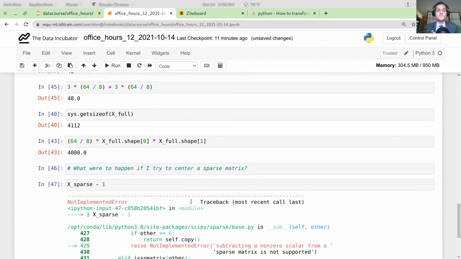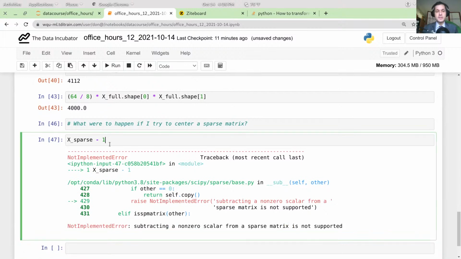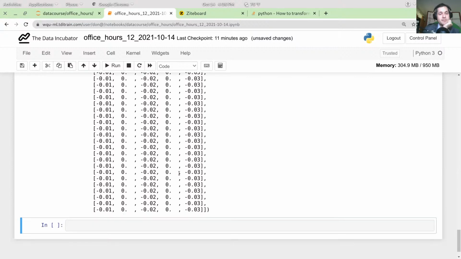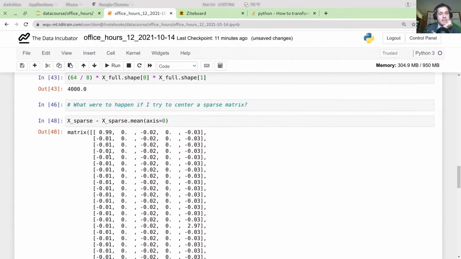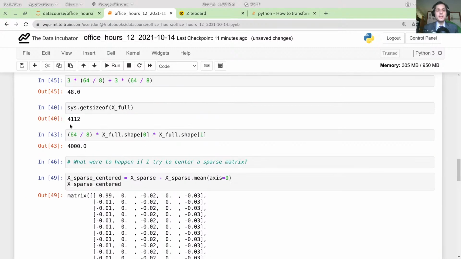Let's try it out. We get a NotImplementedError: subtracting a non-zero scalar with a sparse matrix is not supported. Okay, well, what if I try to say sparse, and I say mean of every column, and I subtract it? Well, it actually worked out. It actually gave us an answer. It actually did something, and I'll call this x sparse centered. It actually performed an operation.